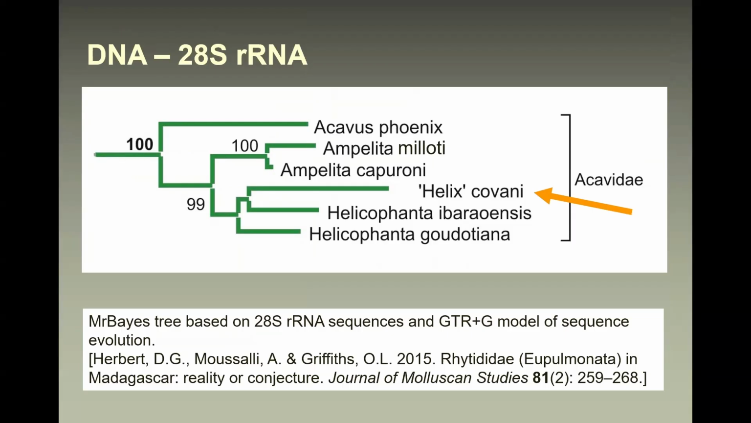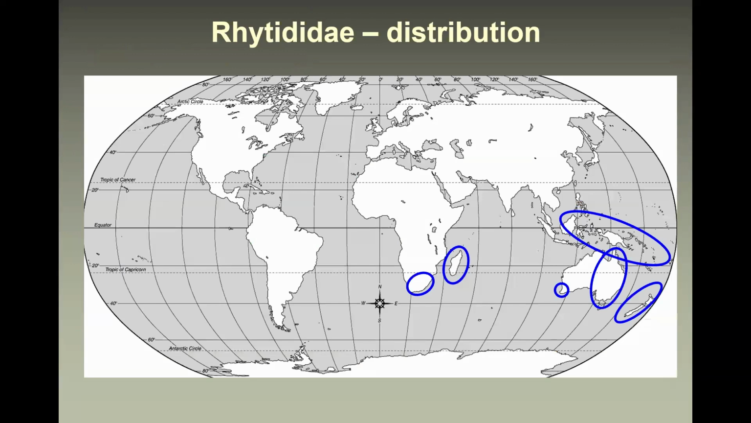Acavus phoenix is from Sri Lanka. But Ampelita itself has more than 100 species. So in order to refine this further, you're going to have to put in more different species. Nonetheless, we got the information we needed. So we now say goodbye to Madagascar as part of the Rhytididae distribution.